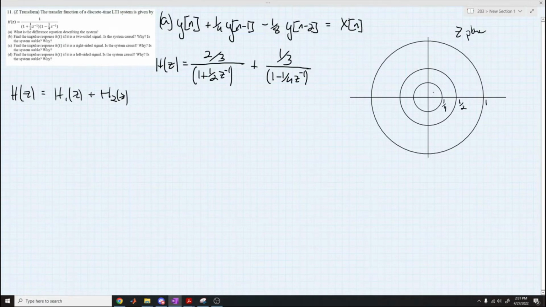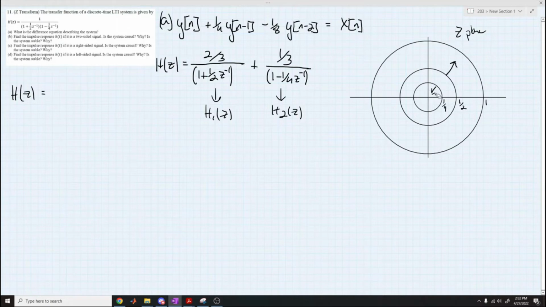And if we take a look here, if we said that this one right here is H1 of z, and this one right here is H2 of z, well, if H2 of z is anti-causal, that means its region of convergence is going to be this way, right? And if H1 of z is causal, then its region of convergence is going to be going outward. And we have no intersection, and therefore we're not going to be able to take a transform.